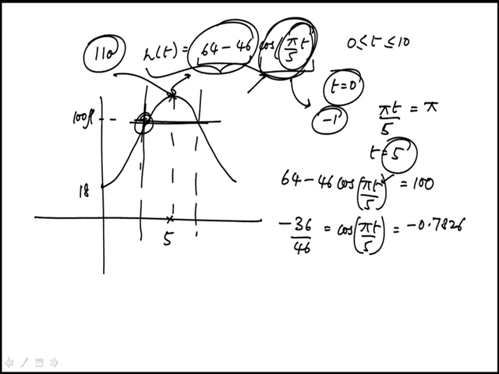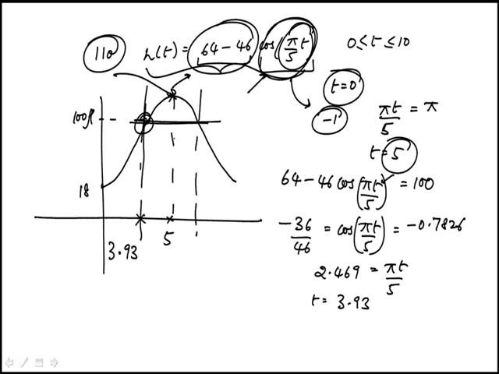Do the cosine inverse of that. Make sure you have it as a minus. So the cosine inverse gives 2.469 equal to pi t over 5. So t would be 2.469 times 5 divided by pi. So I get 3.93. So this point is 3.93.